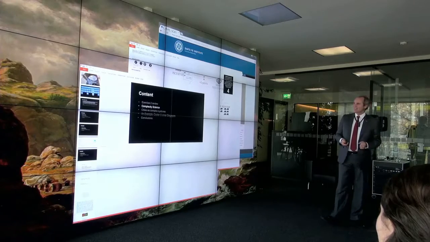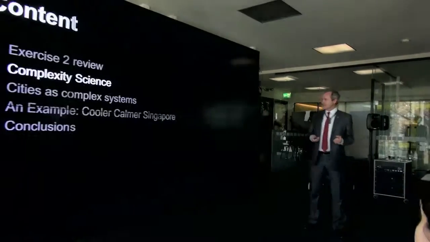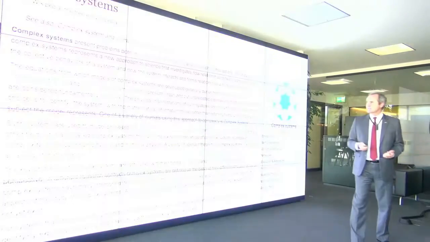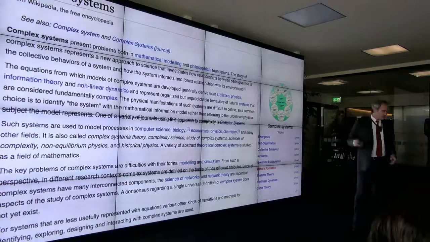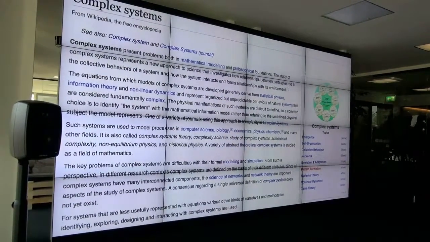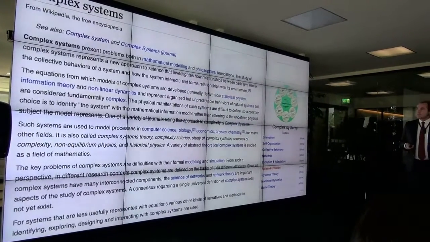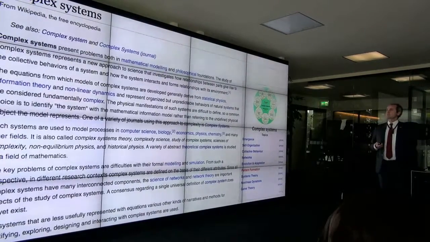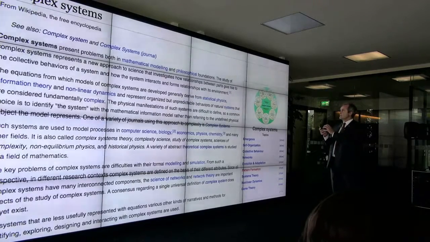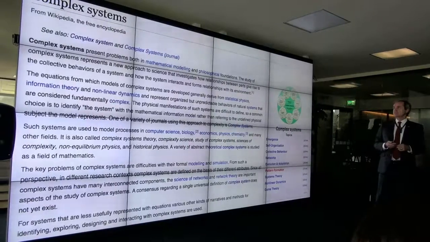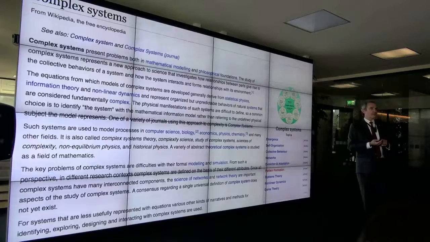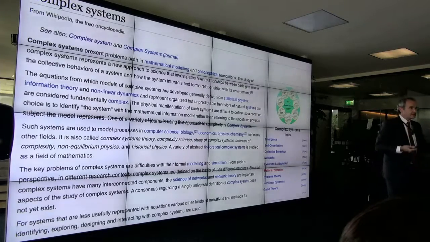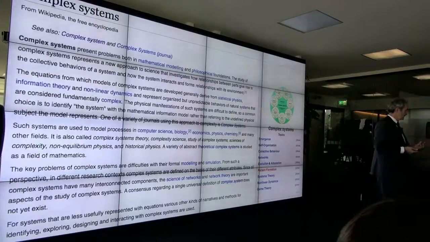Okay, let's go back to the content of the course, because today is really complexity science, but it's good. Your exercises already show interdependencies, which is totally relevant to this topic of complex systems. This definition of complex systems is taken from Wikipedia; every one of you can copy or look at this. They present problems both in mathematical modeling and philosophical foundation. The study of complex systems represents a new approach to science that investigates how relationships between parts give rise to collective behaviors of a system, and how the system interacts and forms relationships with its environment. And of course, if you think of a city, this is exactly what a city does as well, and exactly what each one of the stocks and flows in a city does.